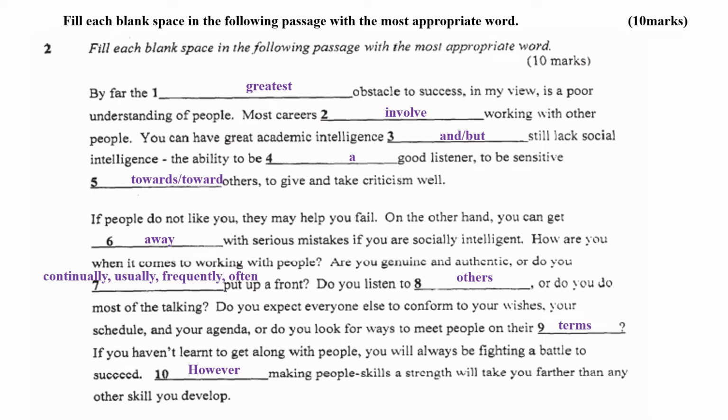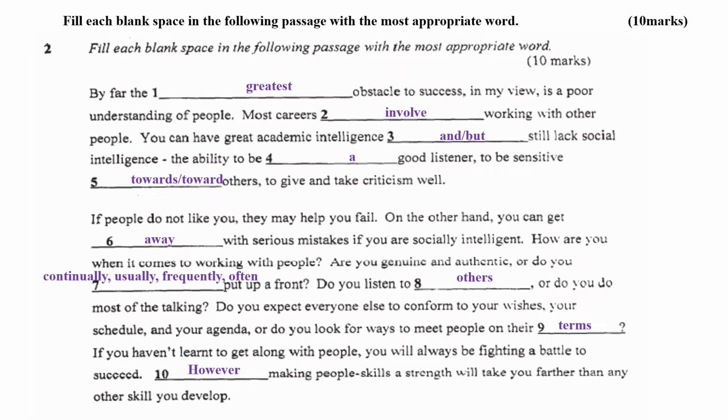Most careers involve working with other people. You can have great academic intelligence and still lack social intelligence. The ability to be a good listener, to be sensitive towards others, to give and take criticism well. If people do not like you, they may help you fail. On the other hand, you can get away with serious mistakes if you're socially intelligent.